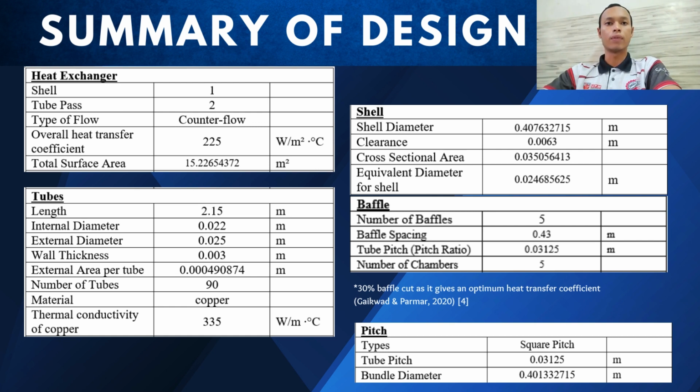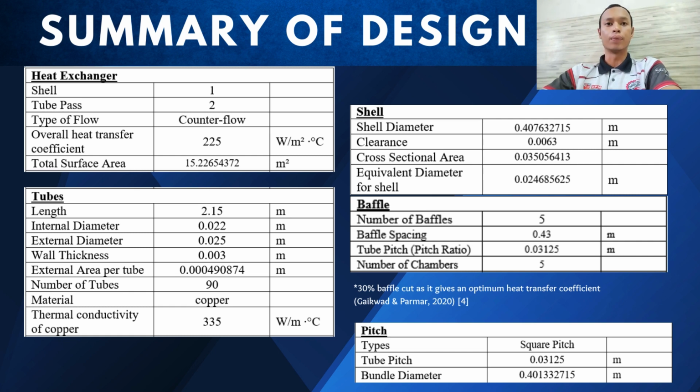The external diameter for the tube is 0.025 meter. So thus the thickness for the tubes is 0.003 meter. The external area per tube is 0.00049 meter. The number of tubes in our heat exchanger is 90. The metal used is copper because copper has higher thermal conductivity, and it is resistant to corrosion. The thermal conductivity of copper is 335, which is what I said earlier.